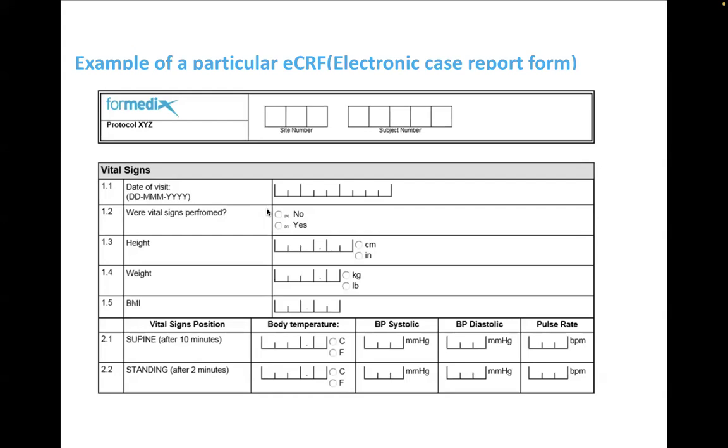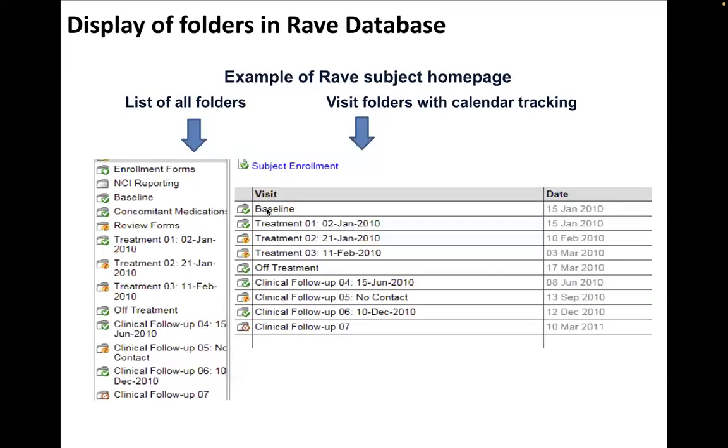Okay, now I will show you all how the case report form would look. Just give me one second again. It's not everything in one.